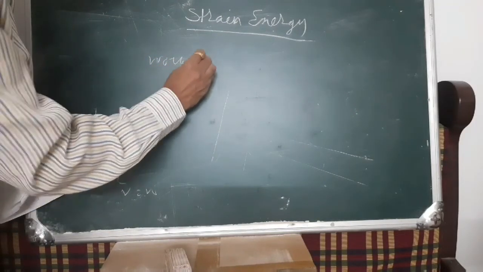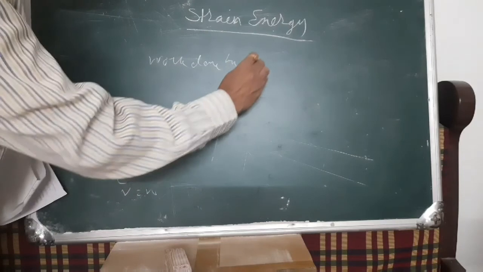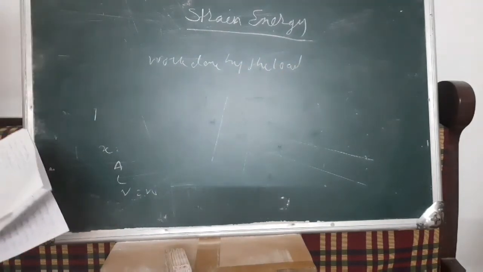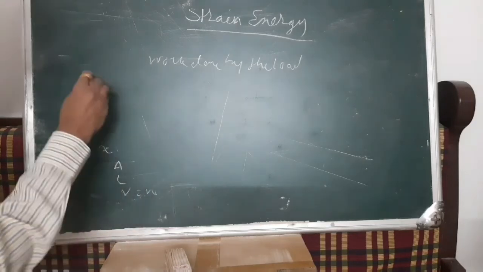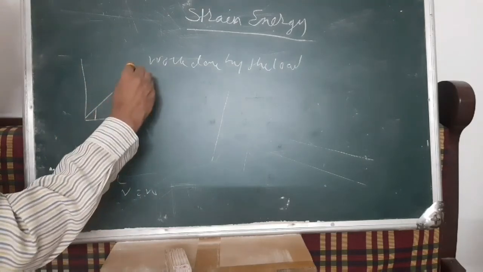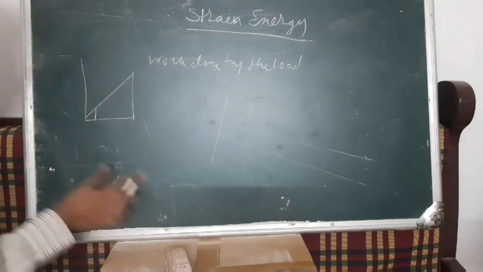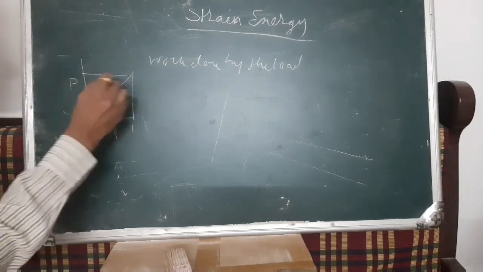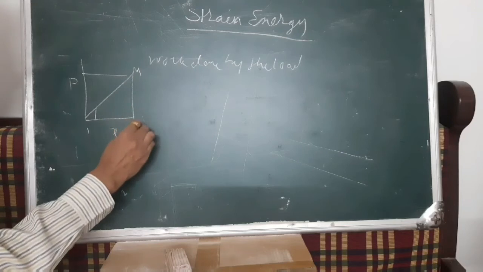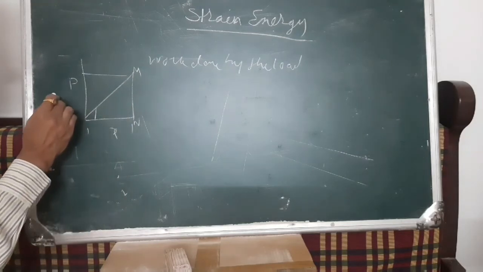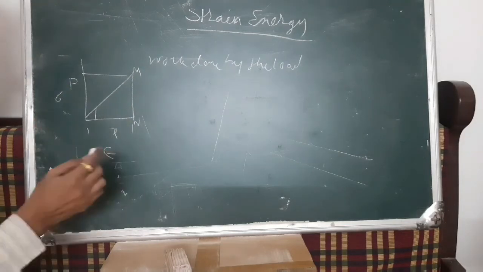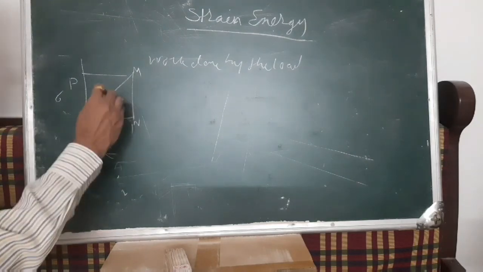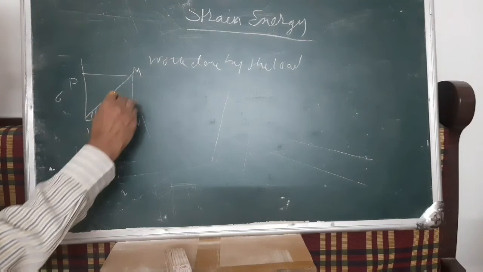Work done by the load. What is the work done by the load? It is nothing but the graph that we have seen. In that case, let this be x, let this be P, M, N, or we can say sigma and epsilon. So the work done by the load will be the area under the curve.